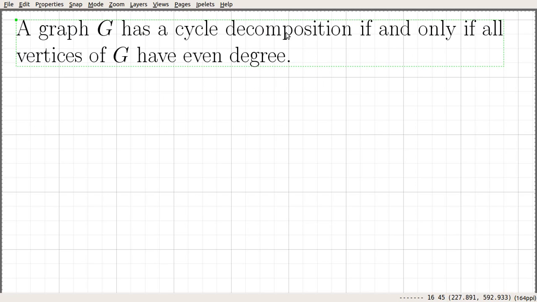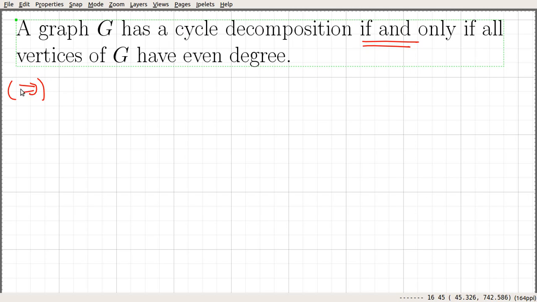If you look into the statement, it is an if and only if statement, so we need to prove two directions: the forward direction and the backward direction. One direction reads: if a graph G has a cycle decomposition, then all the vertices of G have even degree. The other direction is: if all the vertices of G have even degree, then G has a cycle decomposition. So let's go and prove both directions one by one.